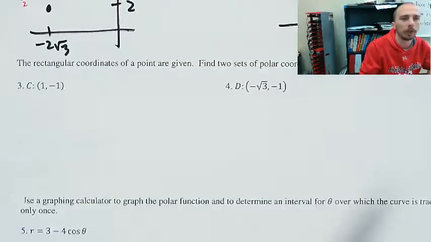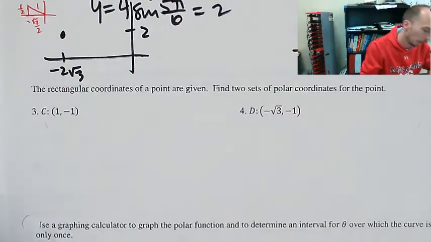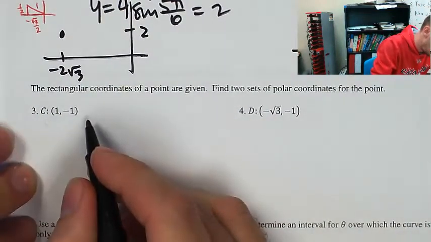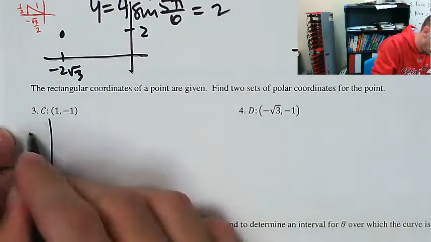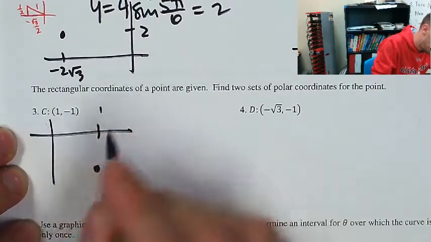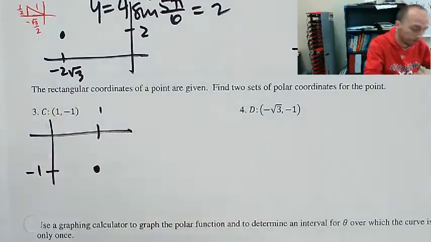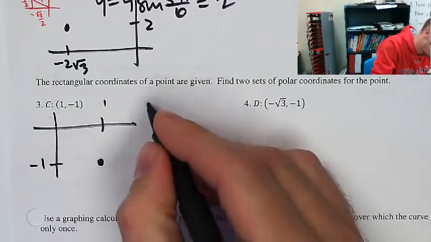Okay. Rectangular coordinates of a point are given. Find 2 sets of polar coordinates for the point. All right, 1 and negative 1. So that's in the 4th quadrant. 1 and negative 1, right here. Okay, this distance is going to be the square root of 2. Okay, so r equals square root 2.